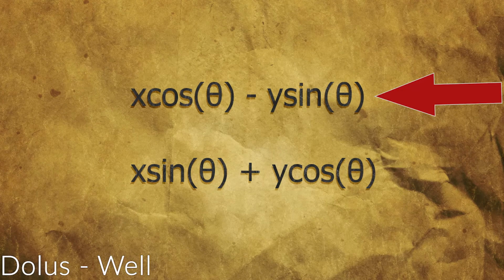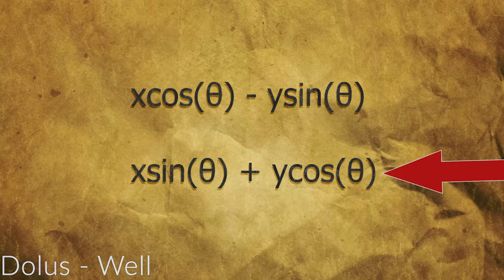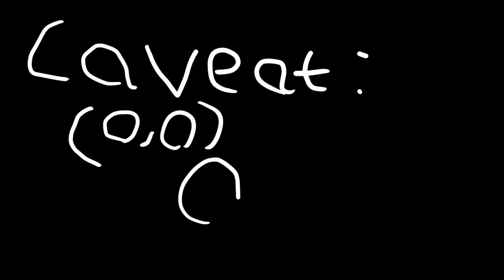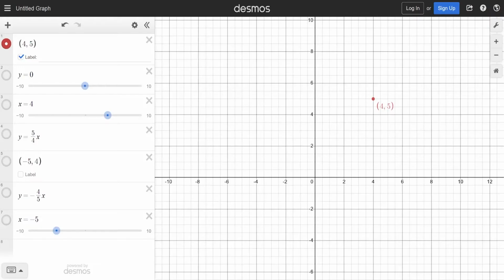So it turns out this is actually the formula for rotating a point around the x-axis, and this is the formula for rotating a point around the y-axis. But this is with the caveat that we're rotating around the point 0, 0 specifically. I'll explain why. So here we are in Desmos, a free online graphing calculator, and I've plotted a point which I'll call P0 at 4, 5.